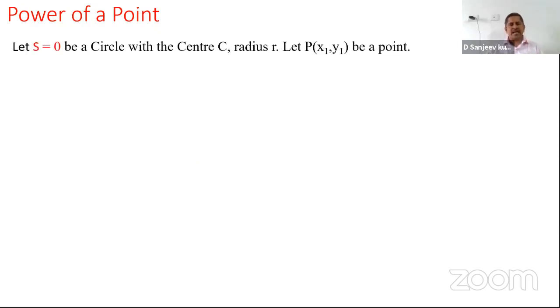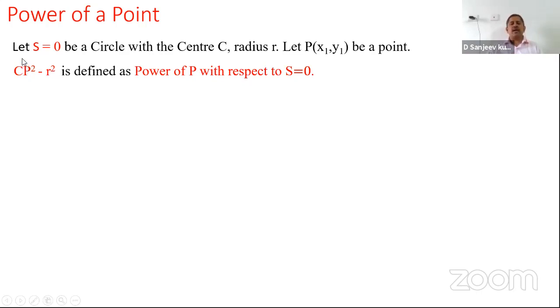So we take a circle S = 0 with center C and radius R, and you have taken a point P(x1, y1). Now the value CP² − R². So what is CP²? It is the square of the distance from C to P. So CP² − R² is defined as the power of P with respect to the circle S = 0.